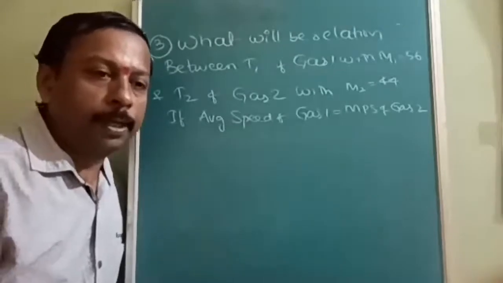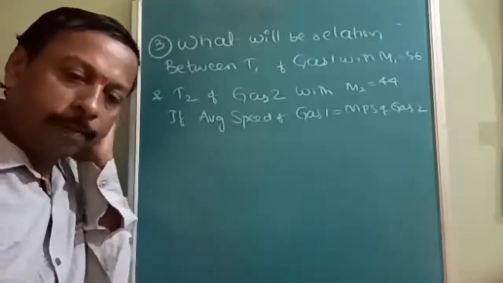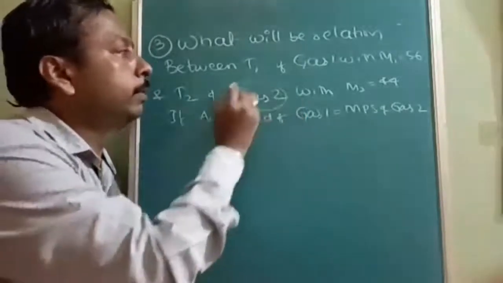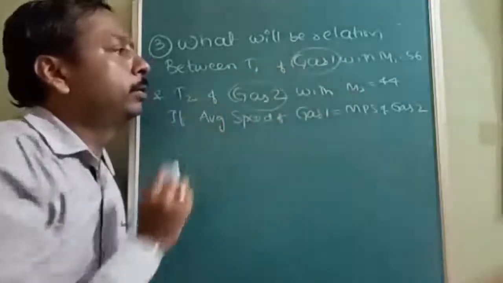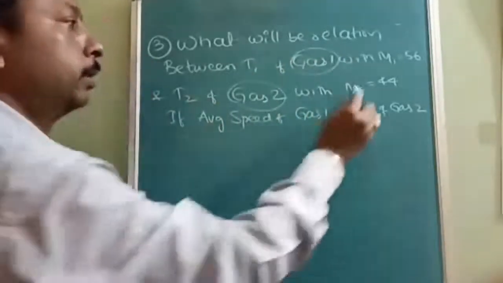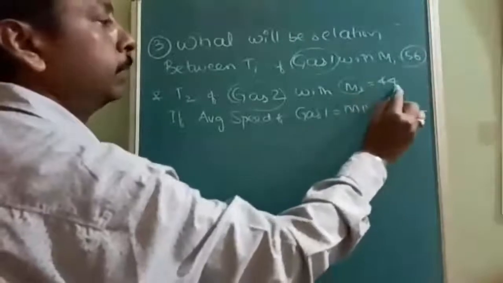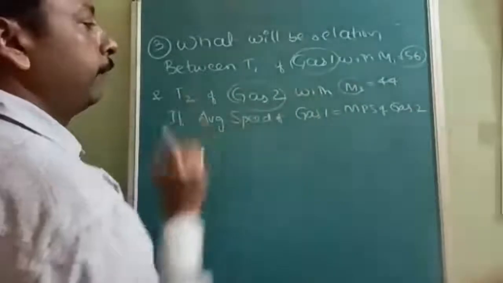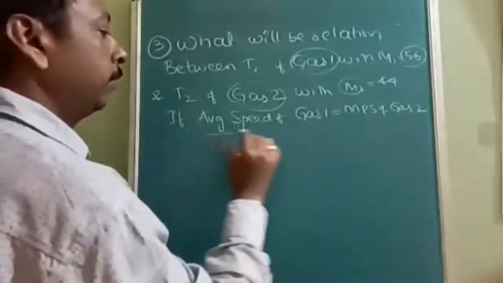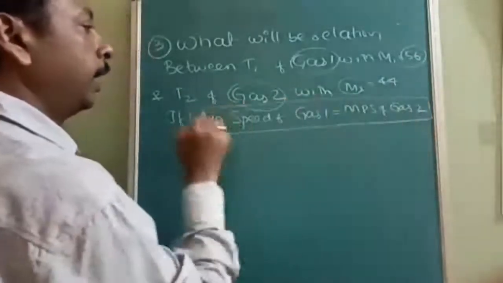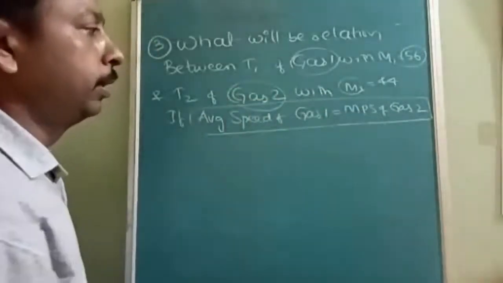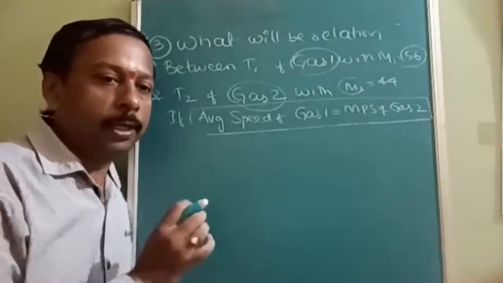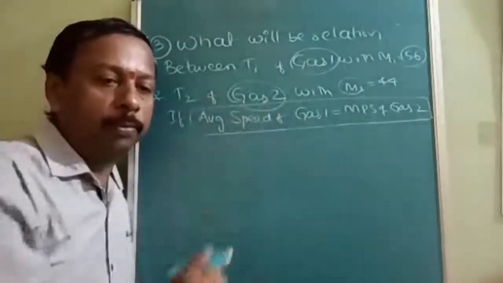Now from states of matter, KTG, kinetic theory of gases. Here two gases are there, gas 1 and gas 2. Temperature is different and molecular masses are also different: 44 and 56. But what is the same? The average speed of gas 1 is equal to the most probable speed (MPS) of gas 2. At what temperatures T1 and T2 will they both be equal?